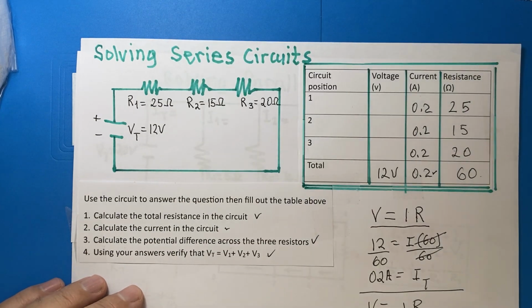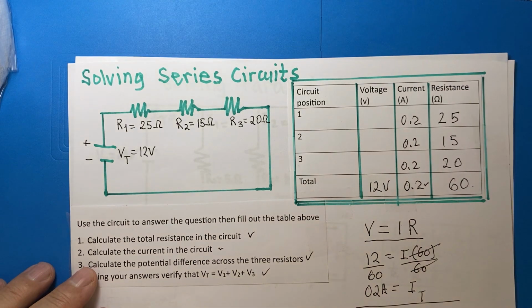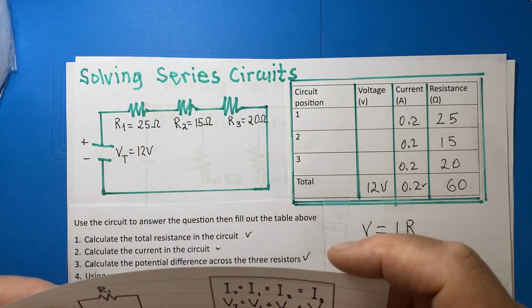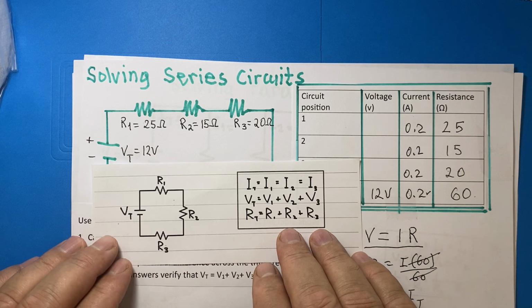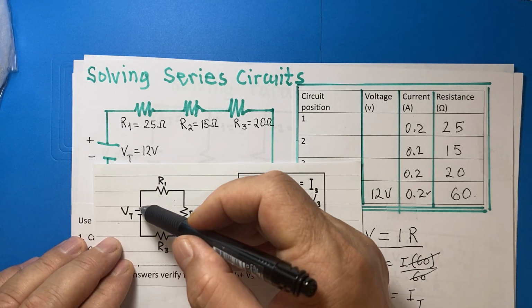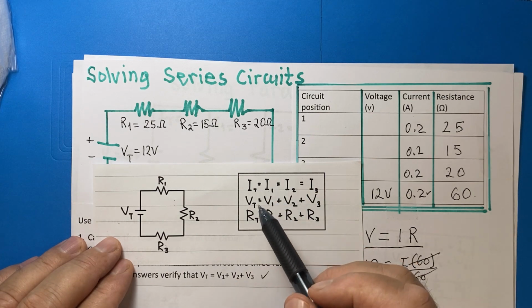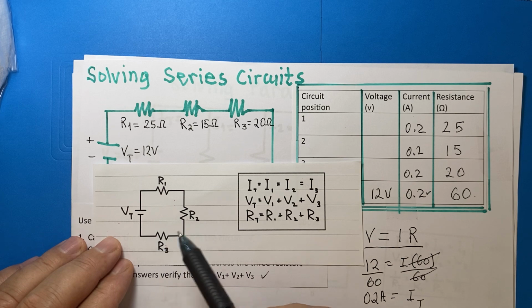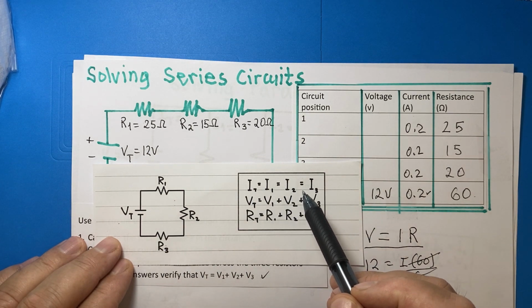Now let's go and see solving series circuits. Before solving this circuit here, we need to recall that in a series circuit, which is one path for electrons to flow through, total current is equal everywhere in the circuit. So I total equals I1 equals I2 equals I3.